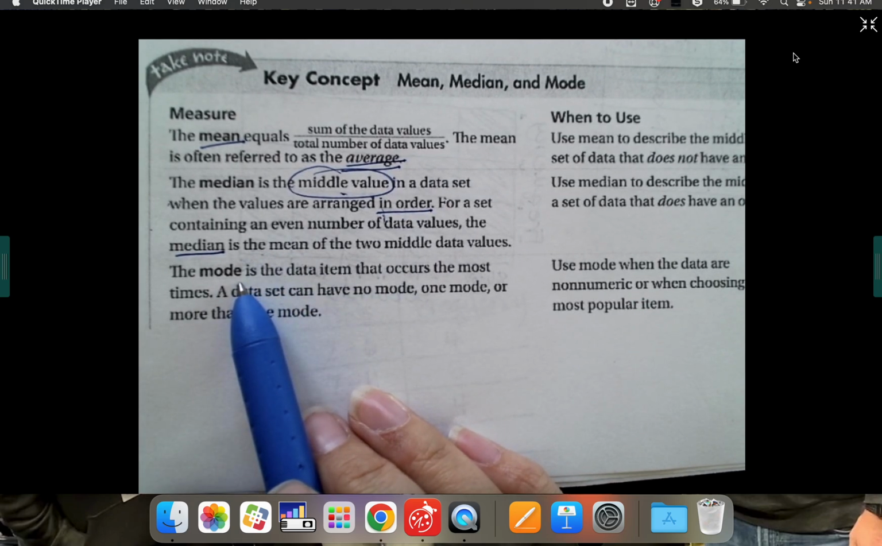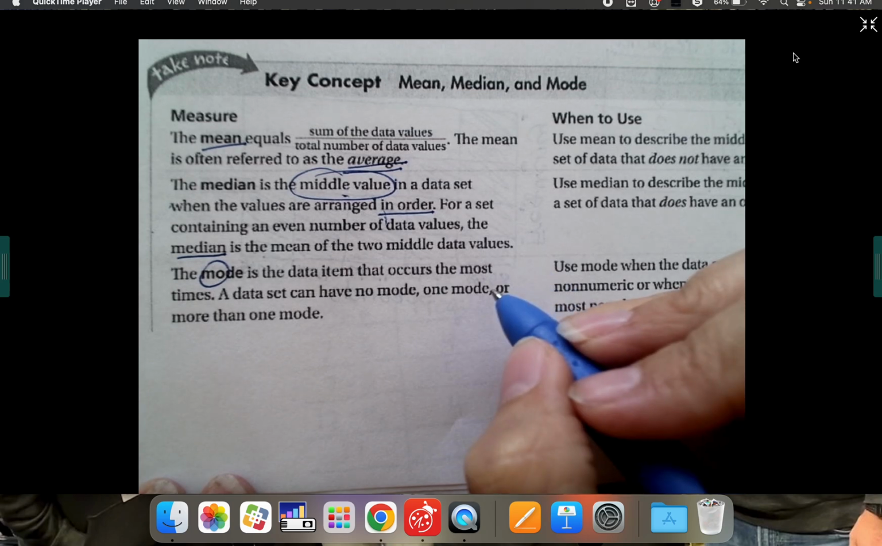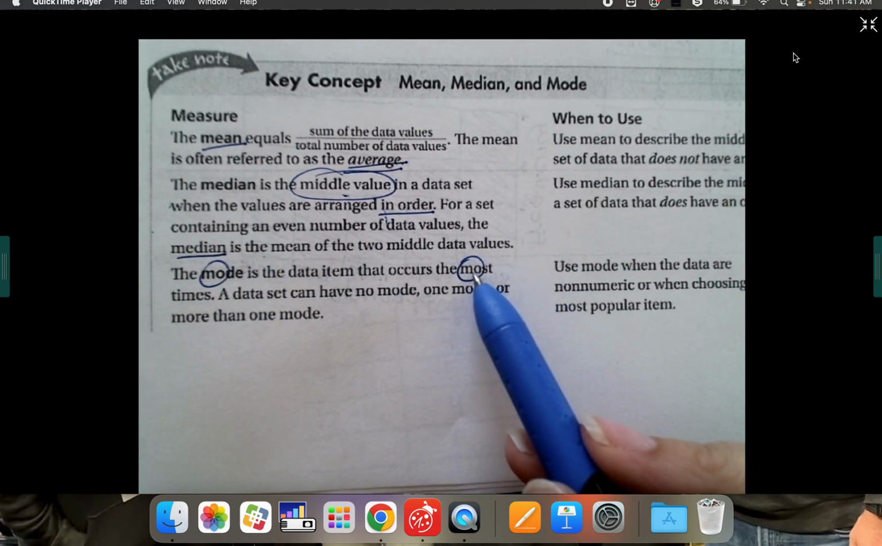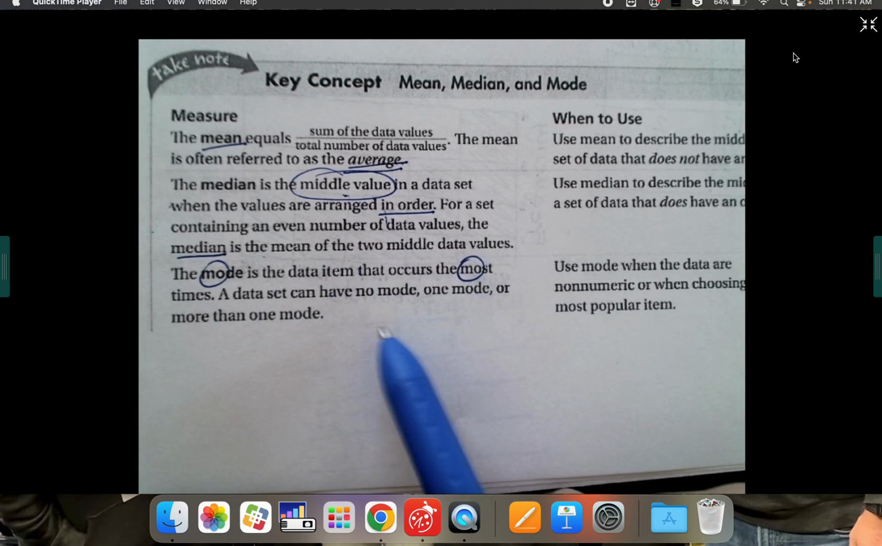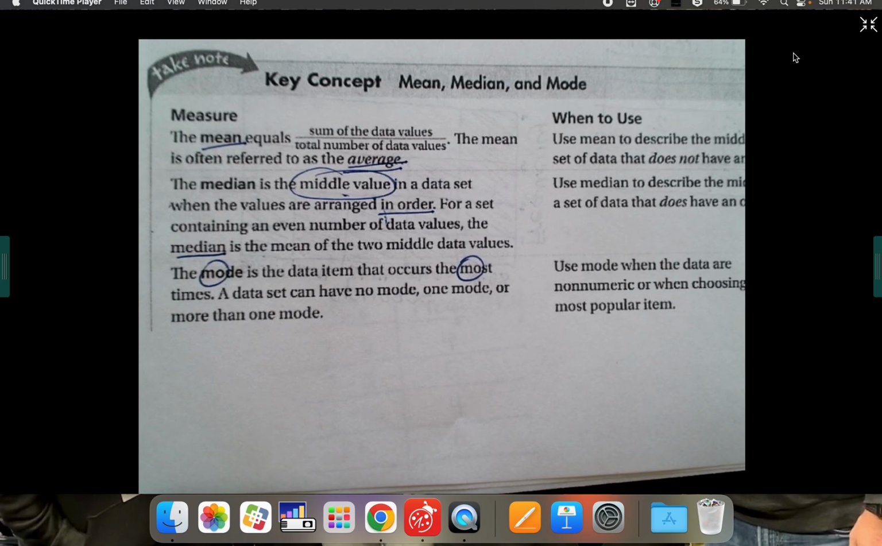The mode, the word mode starts off MO, and so does the word most. So the mode is the number that's there the most. If you have a number that repeats several times more than others, the mode is going to be that one that's there the most.